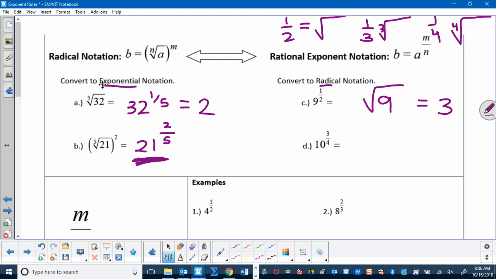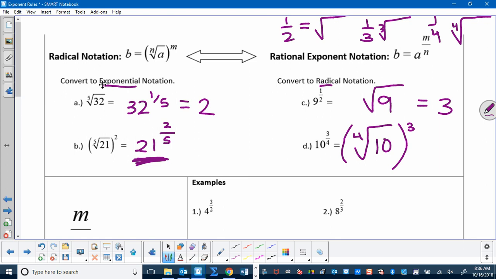3. Okay, that's perfect. You don't have to write the 3 because it just says convert to radical notation, so square root of 9 is fine also. What about if it says 10 to the 3/4? Which one is the root? 4. So the 4th root of 10 all to the 3rd power. Is there a 4th root of 10? No, so that's your final answer.